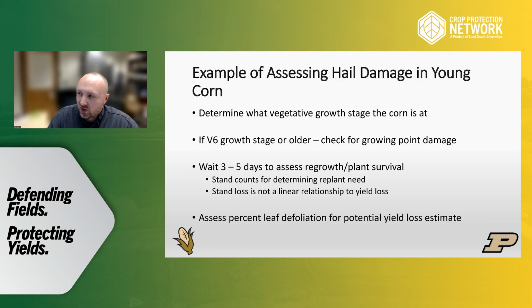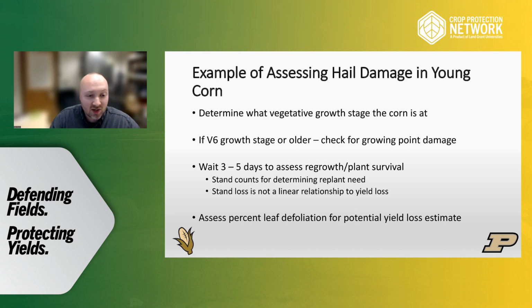So in terms of assessing hail damage on young corn, these are just some examples of how to approach it from maybe a scout standpoint. The first point, and I'm going to keep referring to this, is really to determine what vegetative growth stage that corn is at. That is very important to truly assess yield loss. And it's also important to assess, is that corn at, say, the V5, V6 growth stage? Is that growing point out of the ground? And then do we need to split that stalk and assess the health of that growing point? So check for any growing point damage so we can get a pretty good idea: is there any stand loss occurring in that field?